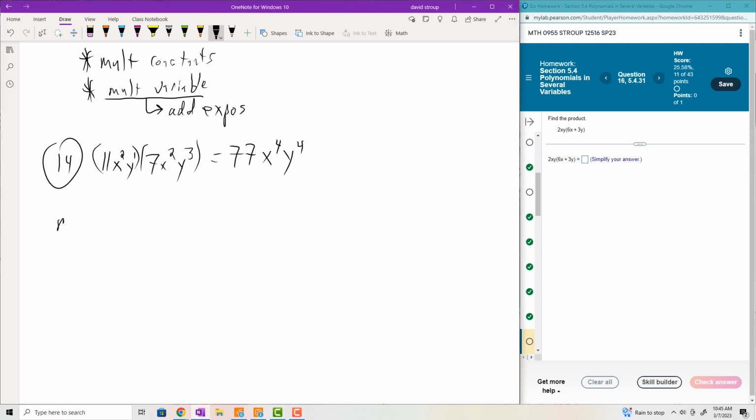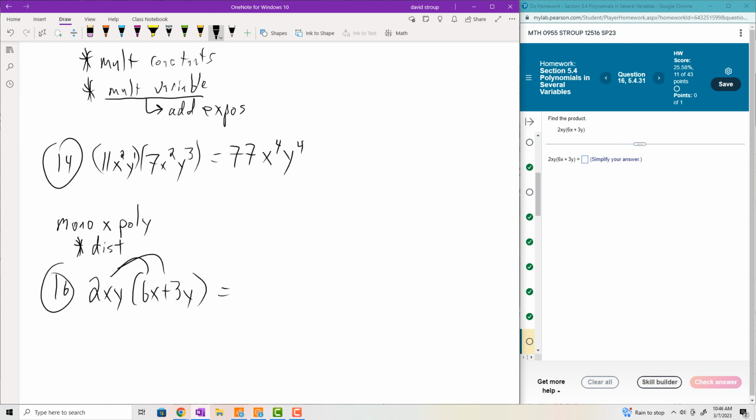Now we're on to monomial times binomial or polynomial. And what it is basically, just distribute, and then it's monomial times monomial. Okay, so number 16, we have 2xy times 6x plus 3y. So you just distribute 2xy times 6x plus 2xy times 3y, and then you just multiply monomial times monomial. So you multiply the constants, multiply the variables by adding exponents.